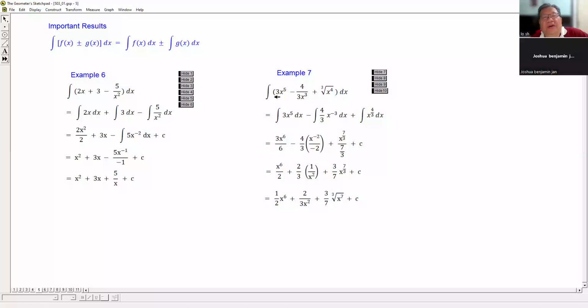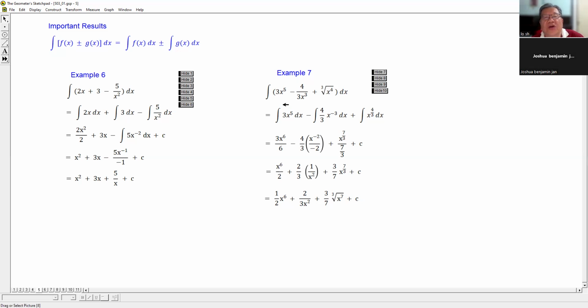Next one. So far, does this one have any question or not? This one. Now, example 6. No question. Then we look at another example. Integrate 3x to the power 5 minus 4 over x power 3, plus 3x to the power 3. This one, you see the x is smaller, this is your cube root. So it's 4 over 3.